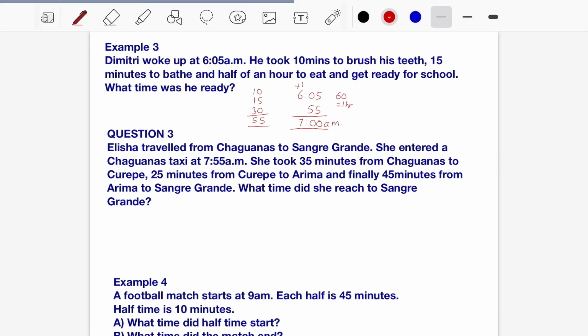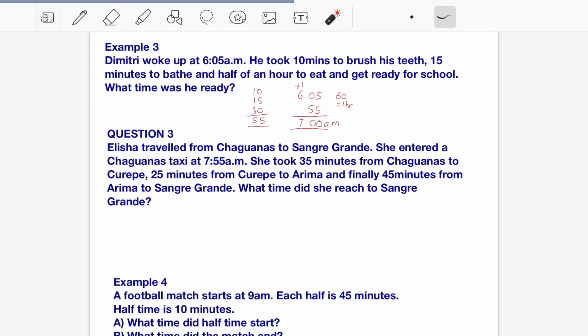Question 3. Elisha traveled from Chaguanas to Sangre Grande. She entered a Chaguanas taxi at 7:55 a.m. She took 35 minutes from Chaguanas to Curepe, 25 minutes from Curepe to Arima, and finally 45 minutes from Arima to Sangre Grande. What time did she reach Sangre Grande?